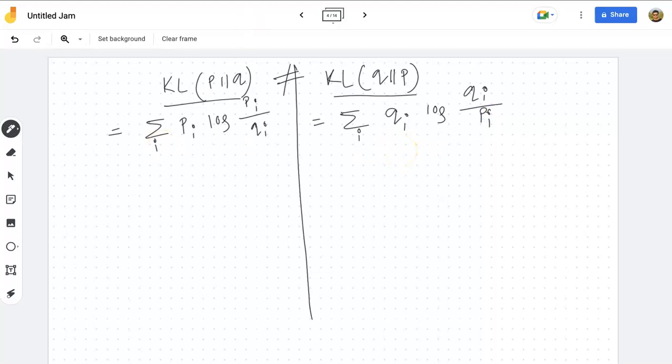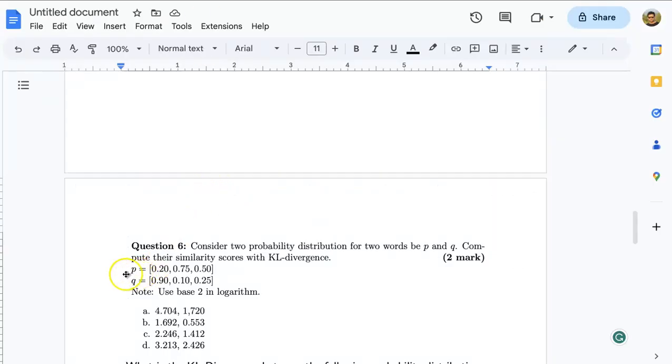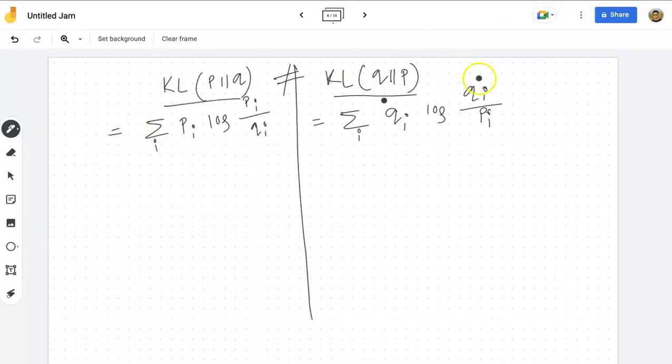Now all these values are given. You just need to calculate. So P is given. In the P distribution there are 3 points. In the Q distribution there are 3 points. So what are the points?